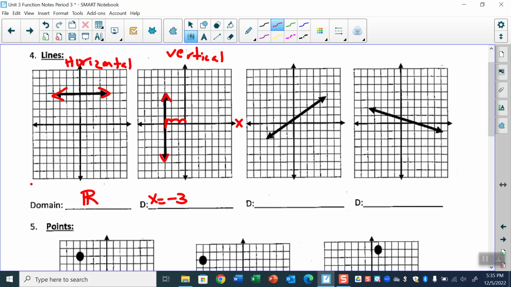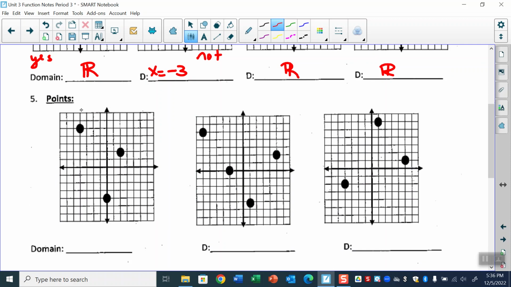This horizontal line, yes, it is a function because my vertical lines cross only one time. A vertical line is not a function because there are a lot of repeating X values. Anytime you have a vertical line, that means it's not a function. So over here, it goes left and right forever at an angle. So that would mean all real numbers. Again, left and right at an angle. So my domain is all real numbers.